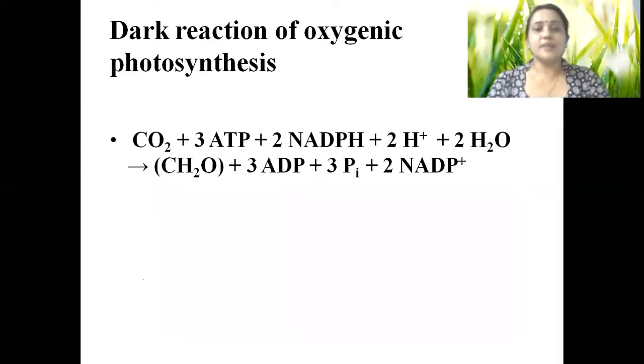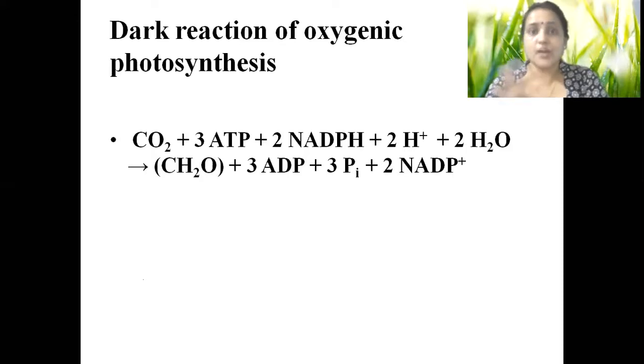So in the case of the dark reaction of oxygenic photosynthesis, see, for the fixation of one molecule of carbon dioxide, the cell requires around 3 ATP and 2 NADPH. So the ratio of ATP and NADPH is 3:2. Now around 4 electrons are going to be produced, 2 ATP and 2 NADPH.